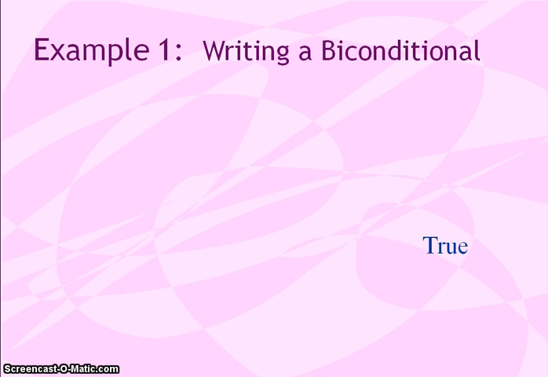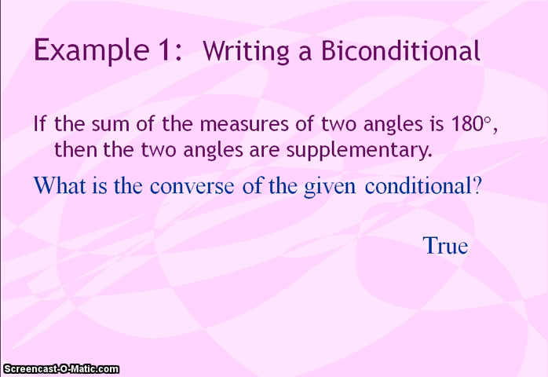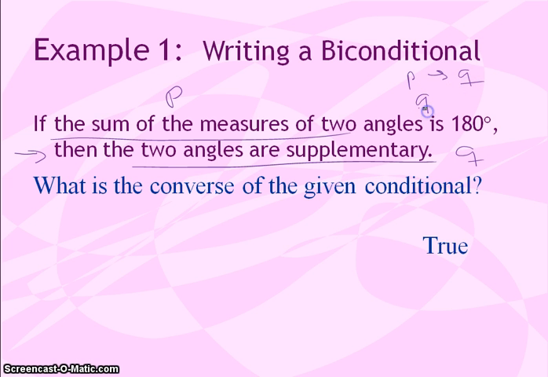So let's get some more experience with this. If the sum of the measures of two angles is 180 degrees, then the two angles are supplementary. So this is our conditional statement. If P, the sum of the measures of two angles is 180, then Q, the two angles are supplementary. Well, let's look at the converse of this conditional. The converse, if you'll recall, instead of if P then Q, is if Q then P. We convert them. We move them to the other side.